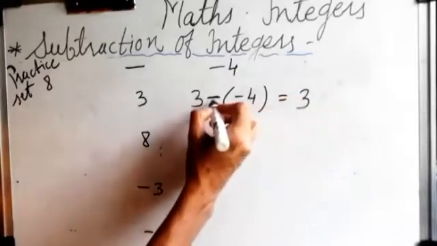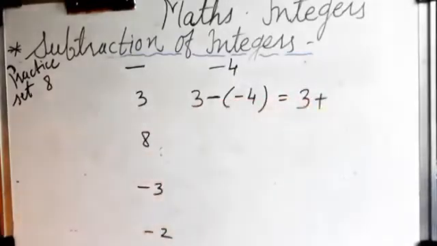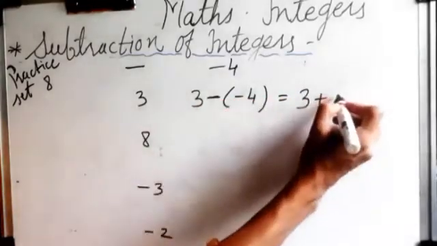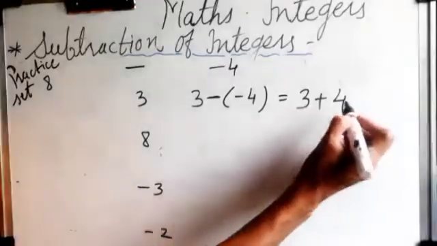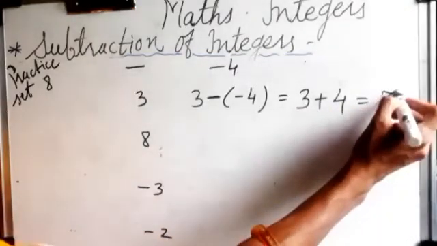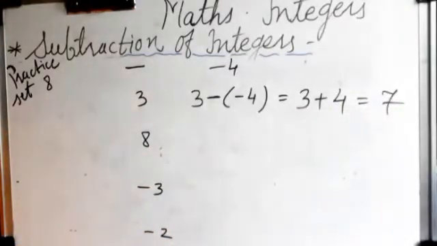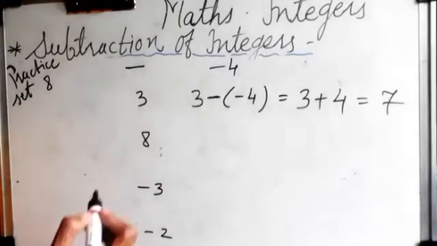3 as it is. Instead of subtraction, addition. Take the opposite of minus 4, that is plus 4. You can give plus 4 or simply 4. And then you know simply 3 plus 4 is 7. Okay. Simply you can write 7, then also correct, or plus 7 is also correct.